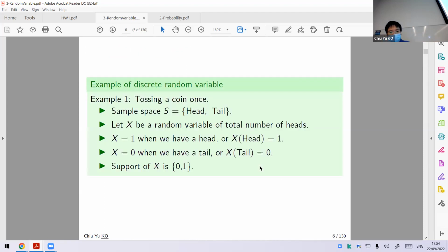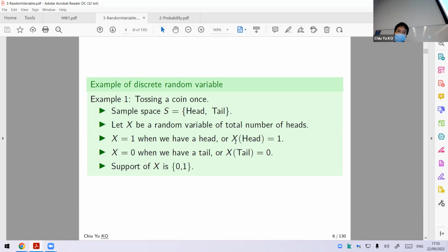Okay, let's see the example here. I toss a coin once. The sample space is just head and tail, right? And what is the random variable? The way I do it is I say the total number of heads. I can do the number of tails, it doesn't matter, because it's the same thing, as there are only two outcomes. And the number of heads is X. Here we have X equal to 1 when we have head, and X equal to 0 when we have tail.